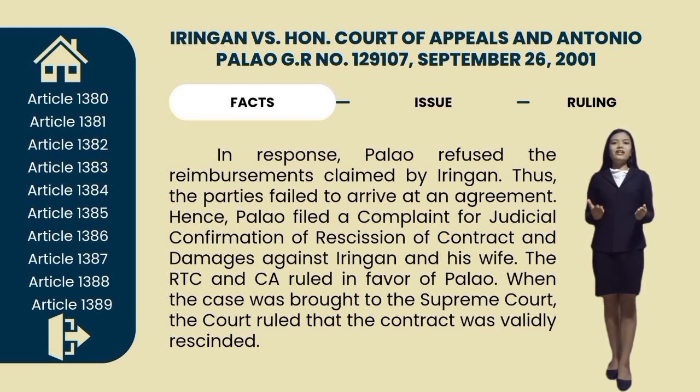On February 29, 1989, Iringan proposed that the 50,000 pesos that he had already paid Palau be reimbursed, or Palau could sell to Iringan an equivalent portion of the land. Still, Palau refused. Thus, they failed to reach an agreement. On July 1, 1991, Palau filed a complaint for judicial confirmation of rescission of contract and damages against Iringan and his wife. In a decision dated September 25, 1992, the Regional Trial Court of Cagayan, Branch 1, ruled in favor of Palau and affirmed the rescission of the contract.